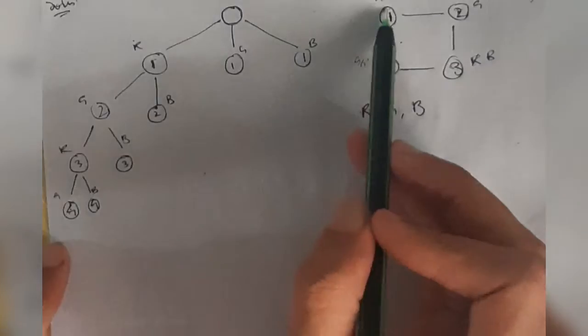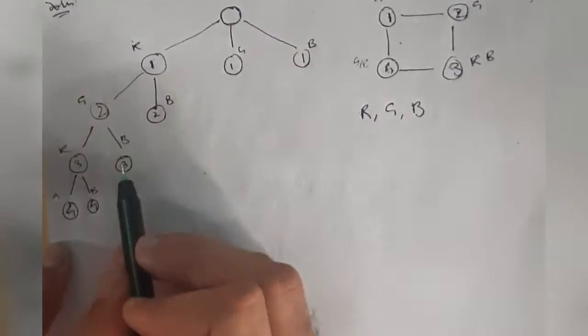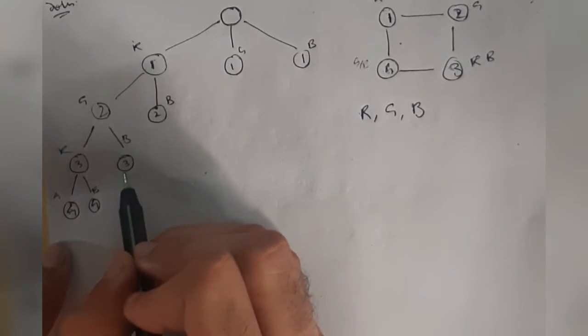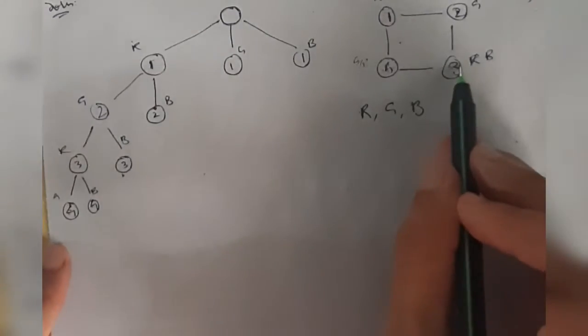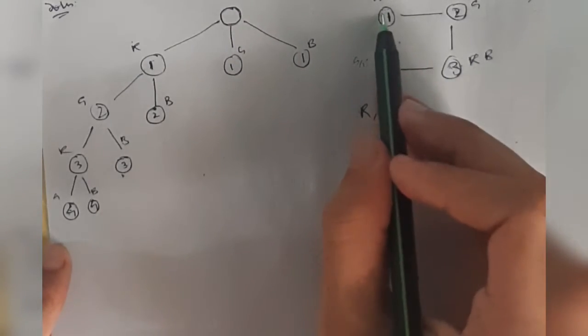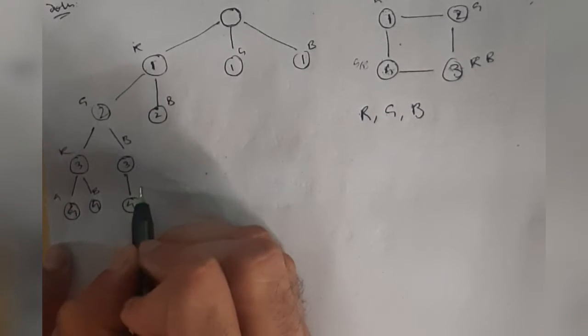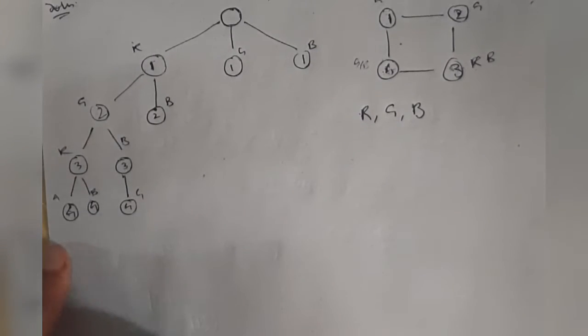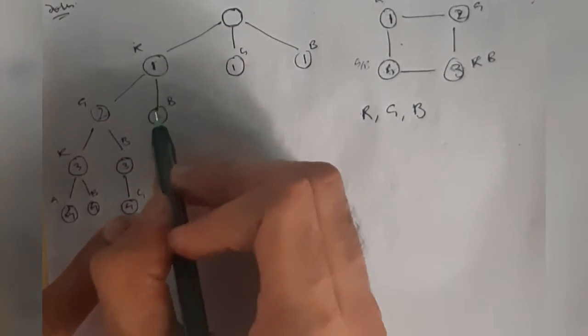1 is red, 2 is green, 3 is blue, and from here we'll have the fourth node. Fourth node cannot be blue because it is adjacent to it, and fourth node cannot be red because it is adjacent to it. So the fourth node can only be green. See here, in this case only one possibility is there: green. Okay, so let's fill this one also.